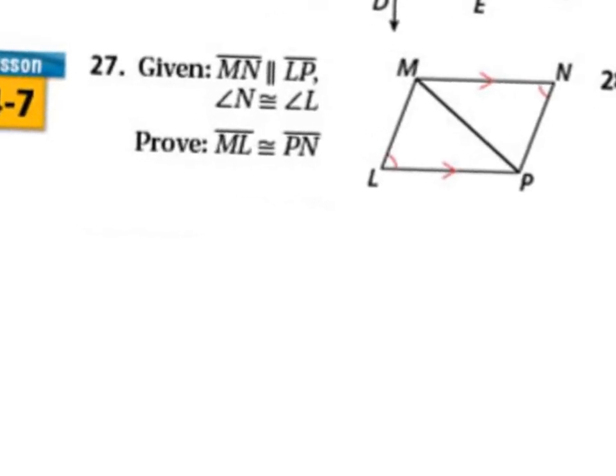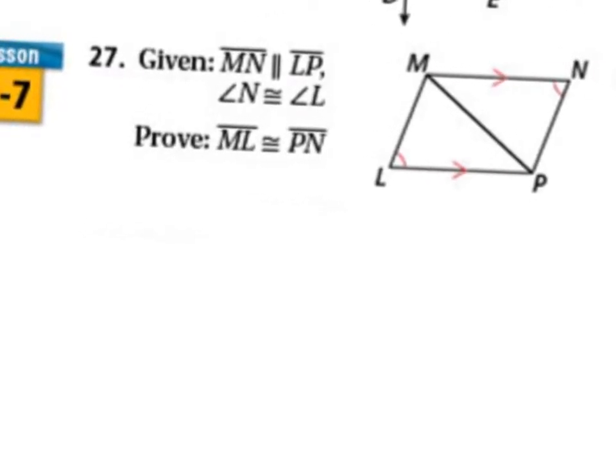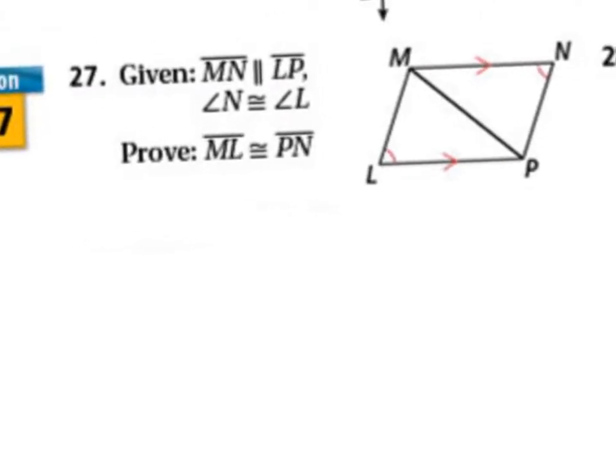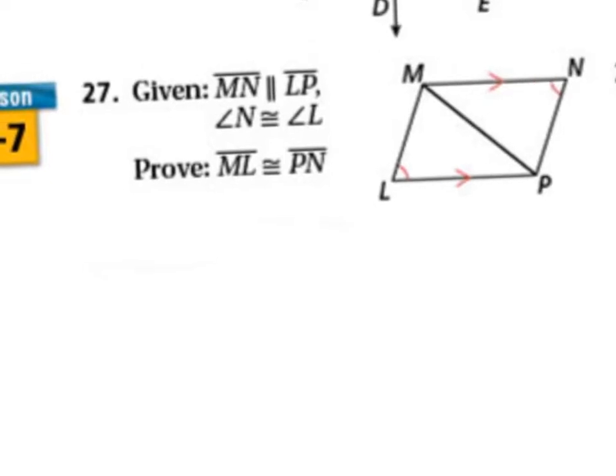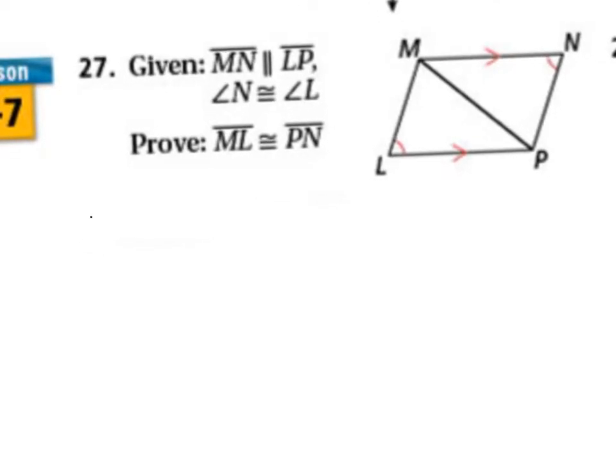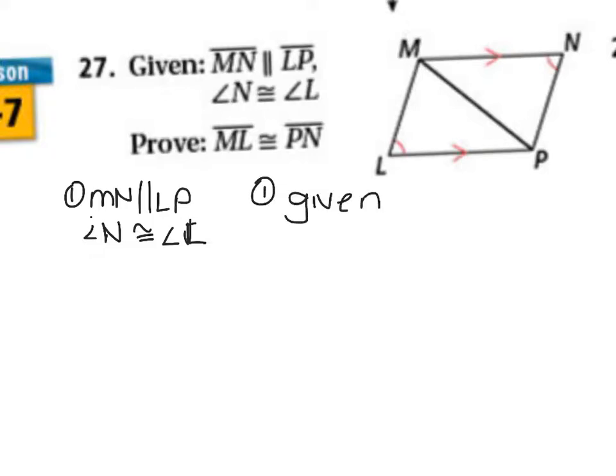Okay, and then the proof. So the proof on your test, there are 2 of them, but they are, here are the statements, give me the reasons kind of a thing. So as long as you can fill in the reasons, you should be okay. So this one says that MN is parallel to LP, and angle MN is congruent to angle L. That's given. And those are already marked.